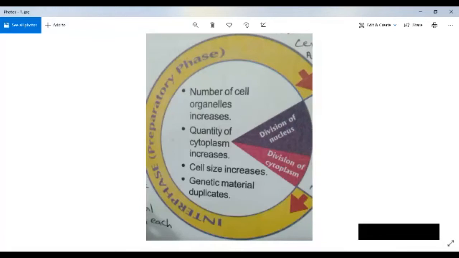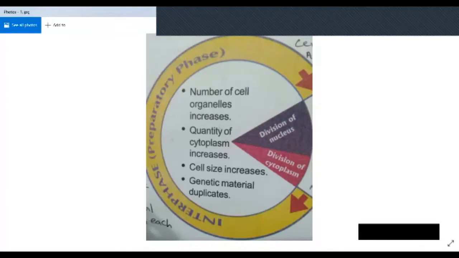After completing the division of the nucleus and cytoplasm, what will happen? The cell will be divided into two cells, two daughter cells. The division of the nucleus and the division of the cytoplasm, that phase is known as the division phase. And after that, the interphase. Interphase is the preparatory phase.